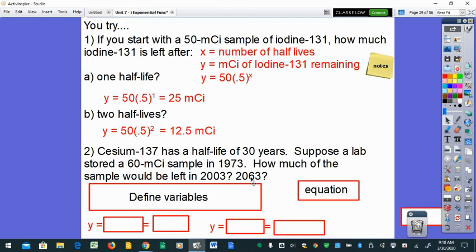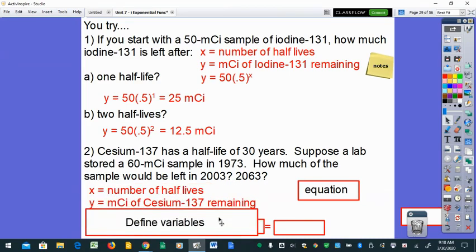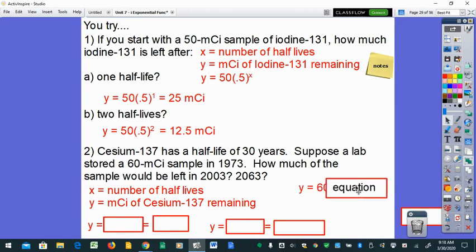Okay, let's see how you did. So we're going to define our variables first. X is going to be the number of half-lives, and Y is going to be the amount of millicuries of cesium-137 remaining in the lab. Our equation, we're going to start with our 60 millicuries. Half of it is going to disappear. That's the 0.5 raised to the number of half-lives. Okay, so this time we've got to be careful.